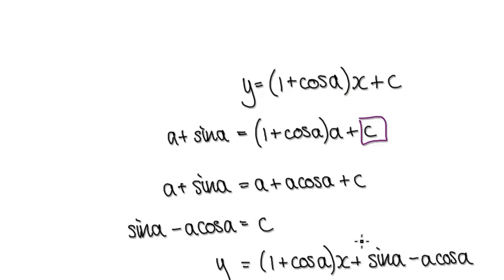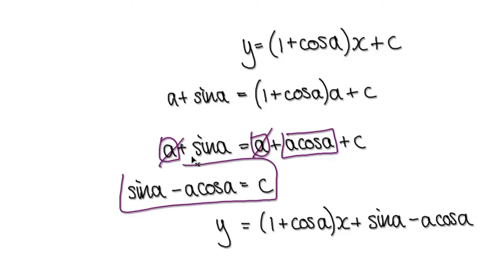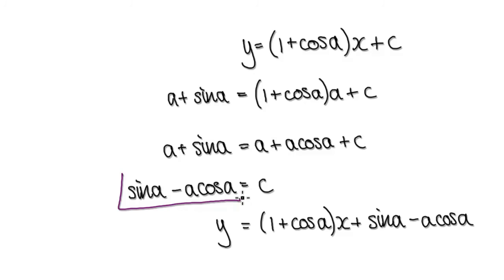We've got to make c the subject. So let's multiply this out. a times 1 would be a, and then a times cos a would be this thing here, plus c. So now take away a from both sides. So these two will cancel each other out. And then you want to get c on its own, so take away this block from both sides. That will then give us this. So now we know the intercept. The intercept is given by this.